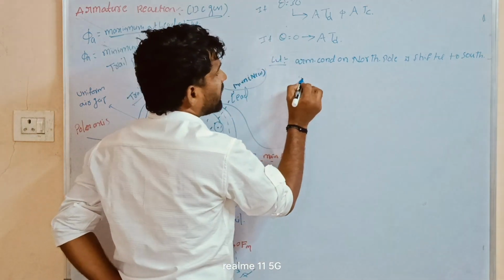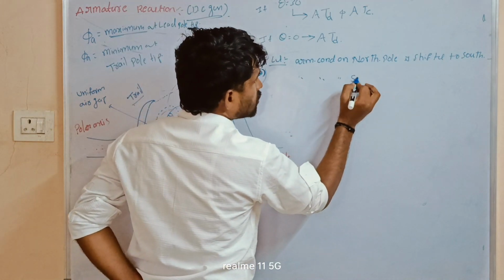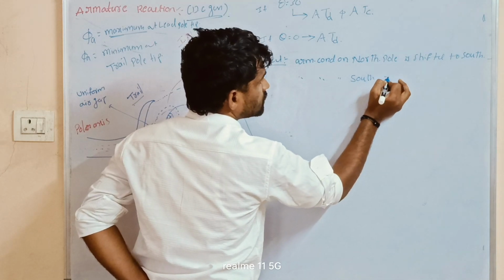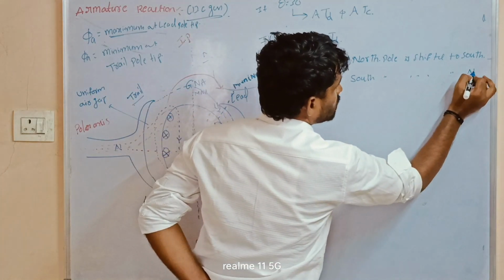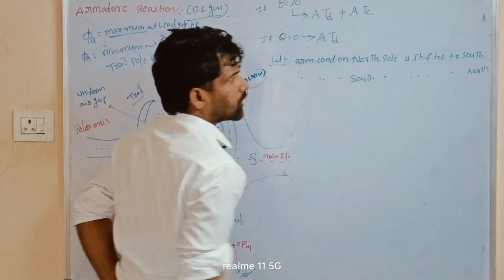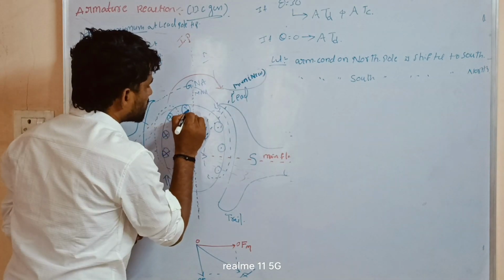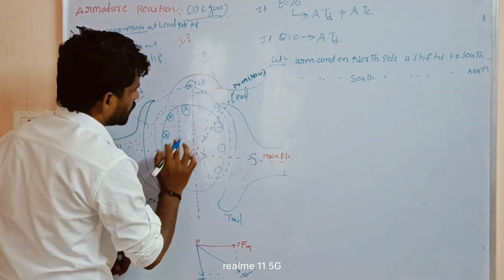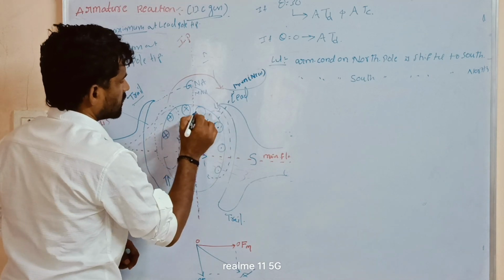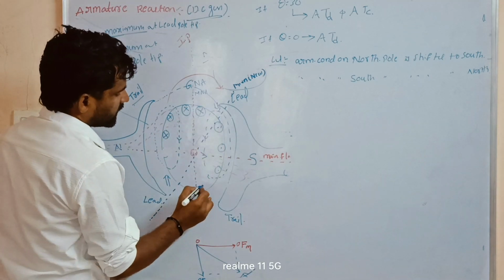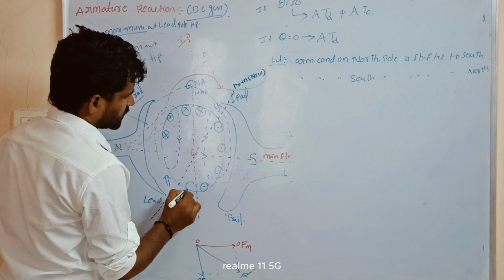Again, the south pole armature conductors are shifted to the north pole. It is shifted to the north pole. Nothing but here, this armature conductor is shifted to here. So again, this armature conductor is shifted to here.